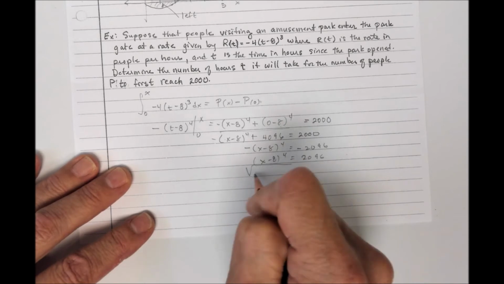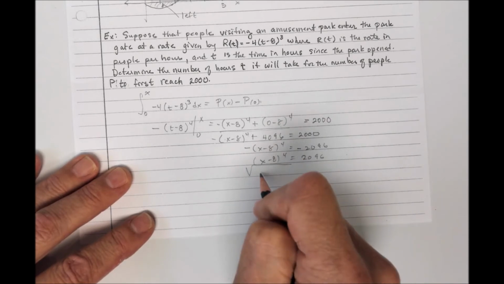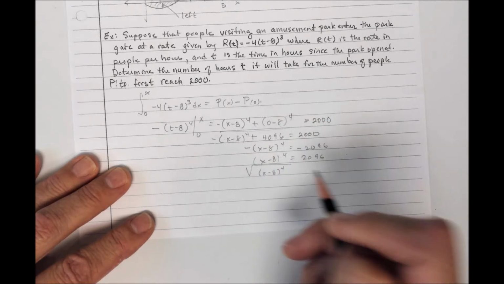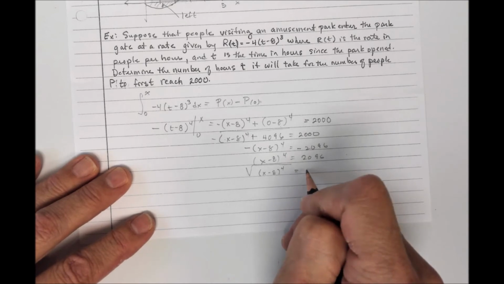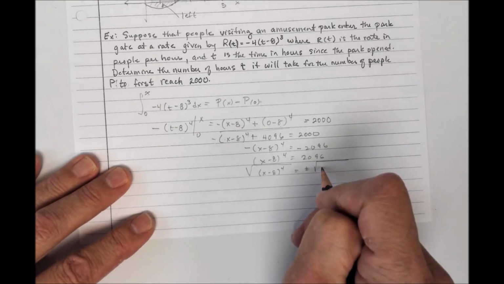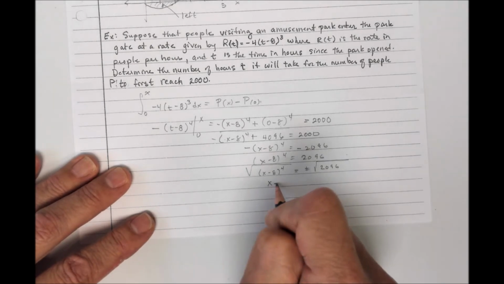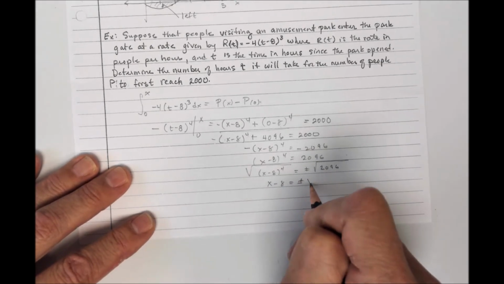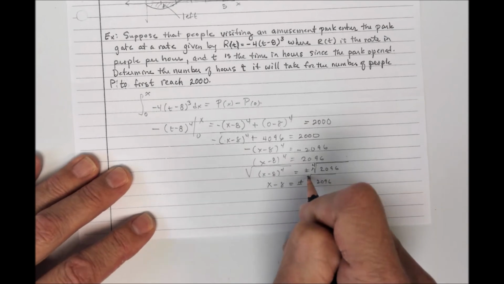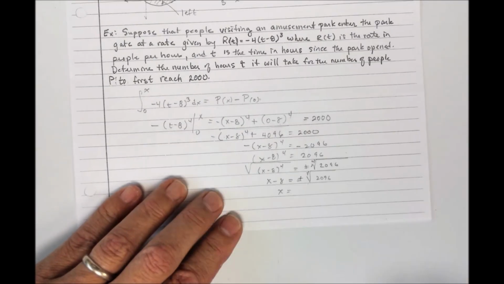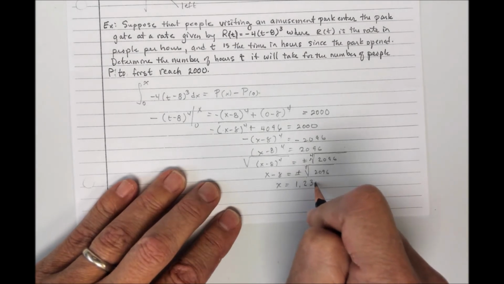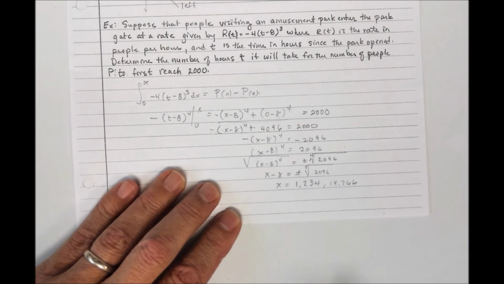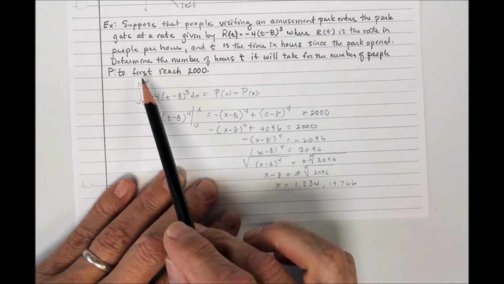Take the fourth root. Now I'm going to pick up a plus or minus here, but it won't make sense if it turns out to be a negative number because it's a time. But I'm going to go ahead and write plus or minus the square root of 2,096, and anyway I get x minus 8 is equal to plus or minus, actually the fourth root, excuse me, not the square root, the fourth root of 2,096. And when I worked this problem out prior, I received two values, 1.234 and 14.766.